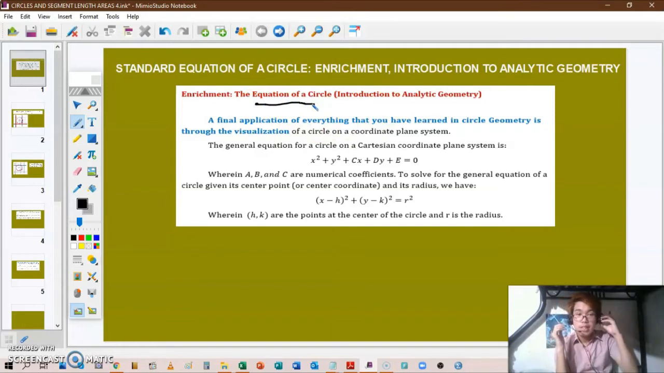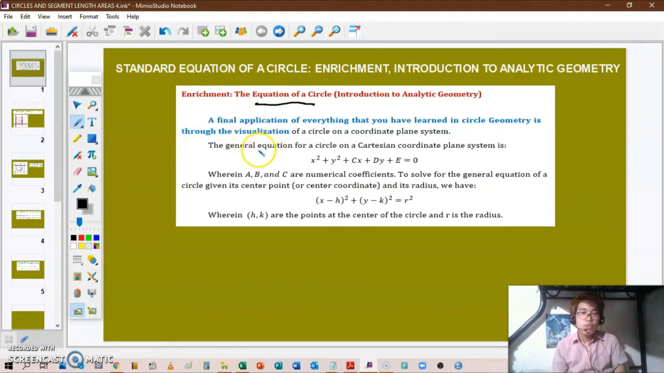But we're just going to try to introduce one of the four conic sections. You're also going to be introduced to the four conic sections: the ellipse, the hyperbola, the parabola, and the circle. The most basic is of course the circle, and we're going to try to introduce the general formula and the standard formula for this given figure that we have.